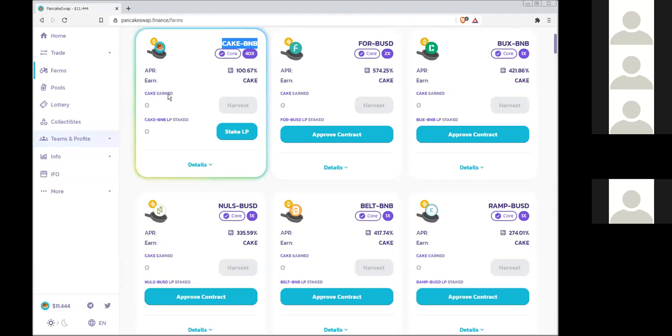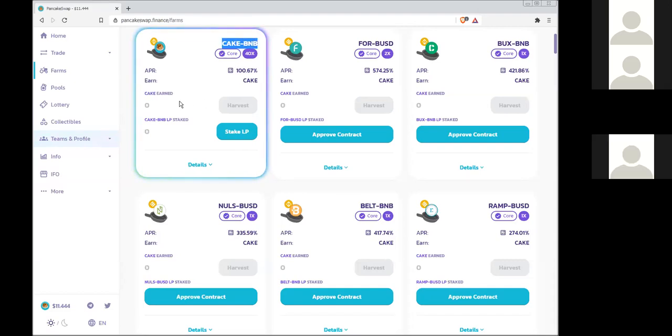But this one, here's an example where they're going to pay you your earnings in Cake. So you're not going to earn the liquidity token, which is basically a combination of these two coins, and you're not going to earn it in BNB. They're going to give you your earnings in Cake, which is fine because you can exchange it, but just so you're clear what your earnings are going to be and how that's going to work.